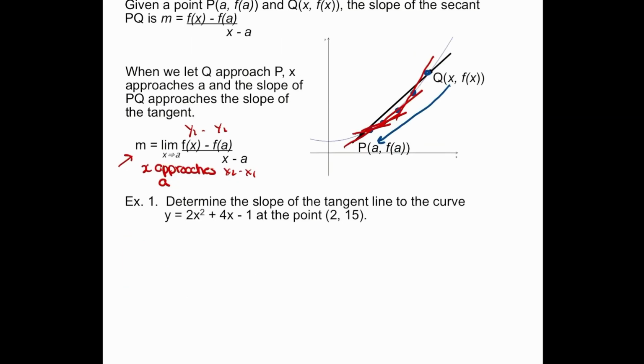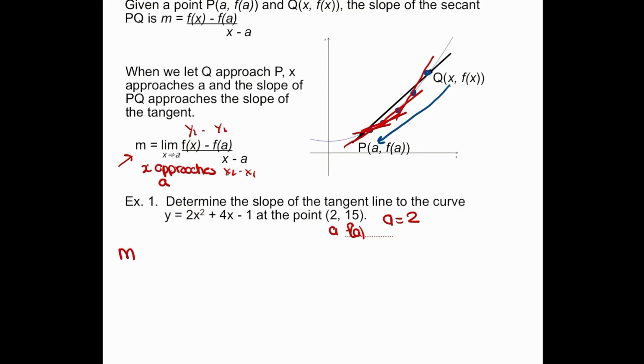So let's look at an example. This example says, determine the slope of the tangent line to the curve y equals 2x squared plus 4x minus 1, at a point along that curve, 2, 15. So 2 here is going to be our a value, which means 15 is our f of a value, or our y value. So a is going to equal 2.